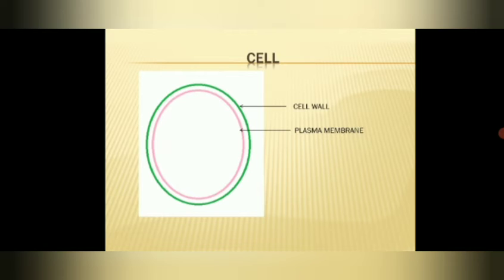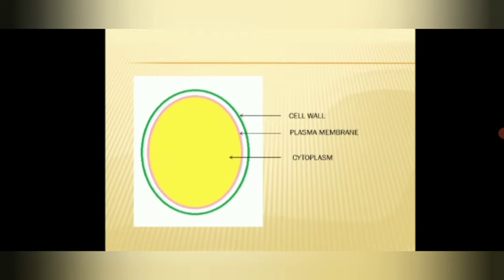Now let us see what is there inside this plasma membrane. Yes, inside this plasma membrane we can see cytoplasm. In this picture, the yellow colored thing is nothing but cytoplasm. It is a jelly like structure or material which gives a platform for various cell organelles. Okay, so now let us see what is there inside this cytoplasm.